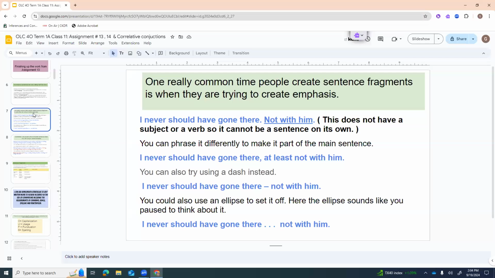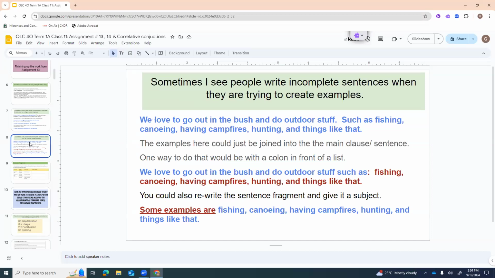You could also use an ellipsis to set it off. Remember, an ellipsis is the dot, dot, dot. Here, it sounds like you were pausing to think about it. "I never should have gone there... not with him." And you're thinking about it. That ellipsis shows unfinished business, but also the idea of time passing.